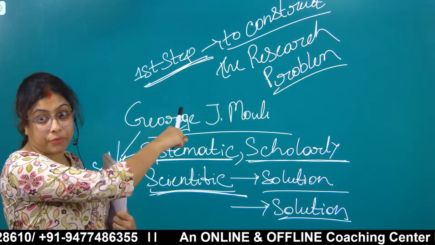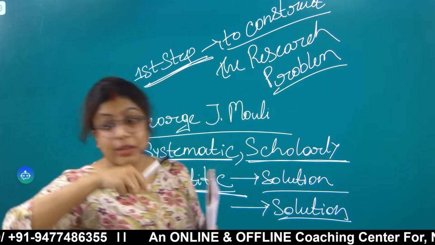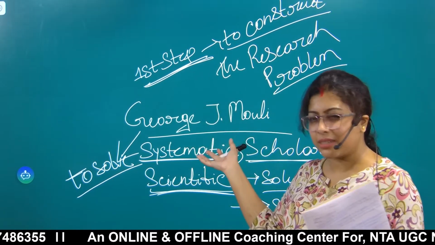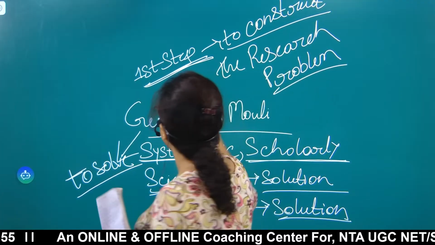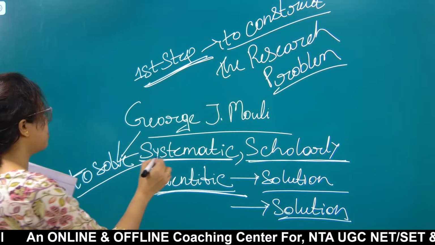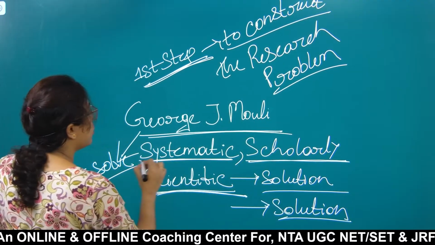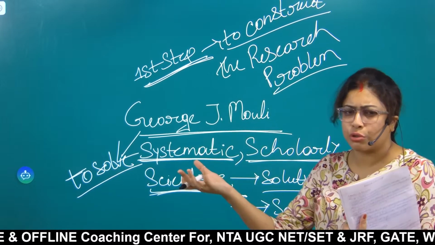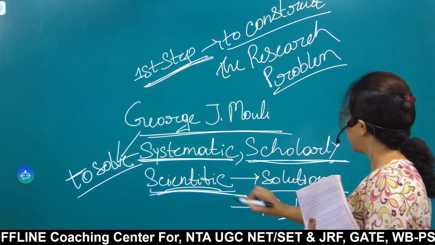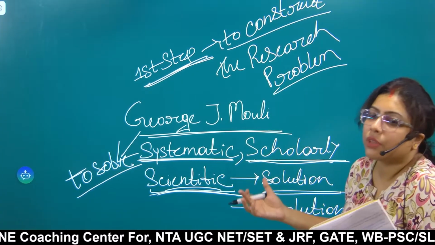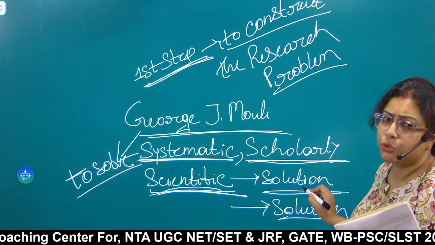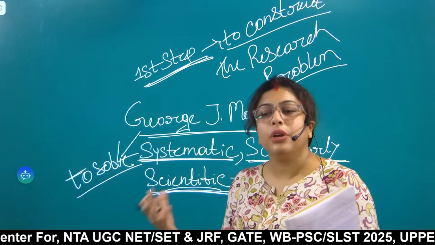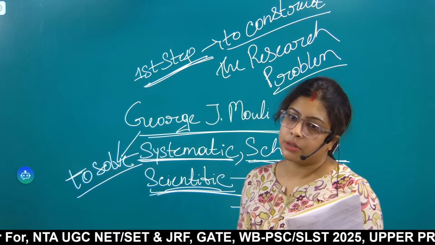When I shall be discussing the different steps of research, I shall get back to this. But as I am discussing the definition of research, I just cursorily mentioned it. So the first step is to construct the research problem. According to George J. Mowley, the person executing the research needs to be systematic, scholarly, scientific, and the aim of the research is to find out a solution to a given problem. So you need to find out the problem first. Is it clear?